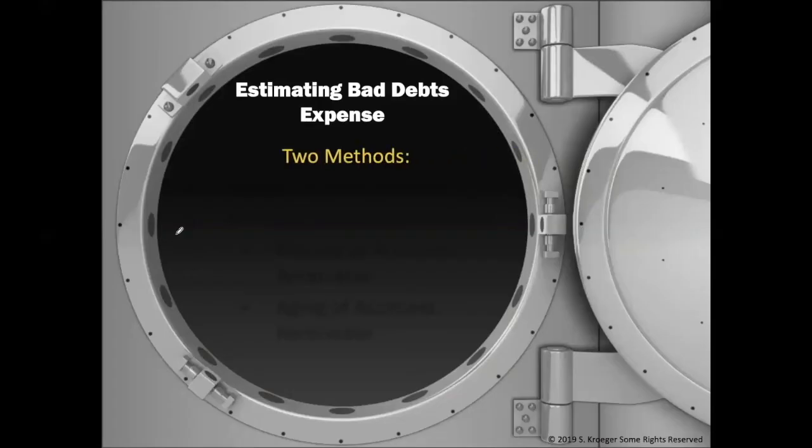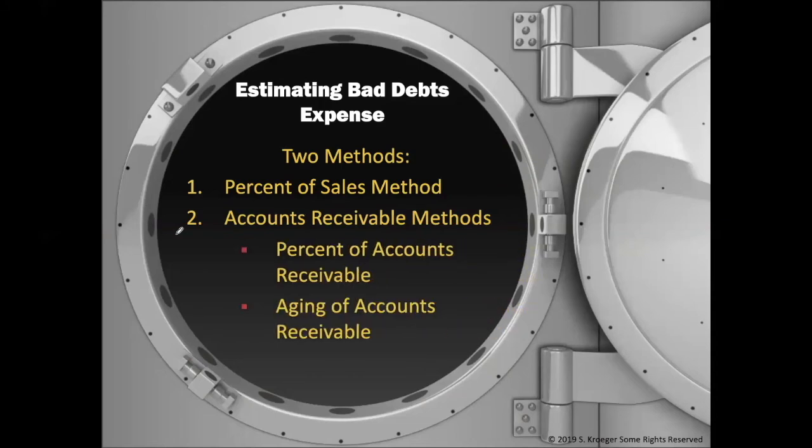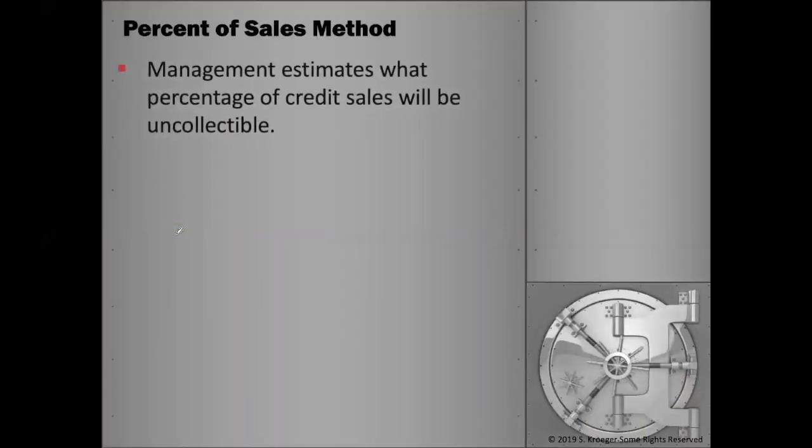To estimate the bad debt expense at the end of the accounting period, there are 2 methods. One is the percent of sales method. This is the easier one. The second method is the accounts receivable method, and there are 2 ways to do this. We can do the percent of accounts receivable or use what's called an aging schedule, aging of accounts receivable. We're going to be going over all of this now. Remember, this is the estimate of the bad debts at the end of the year. We're going to start by going over the percent of sales method first.